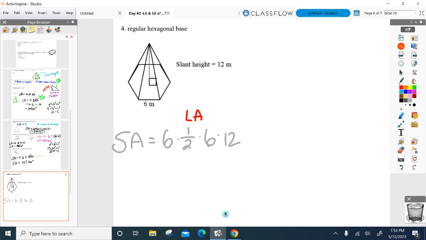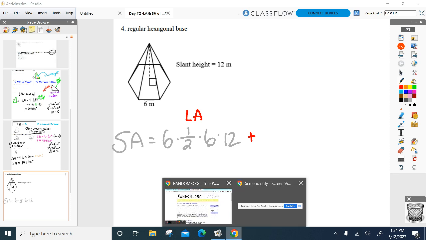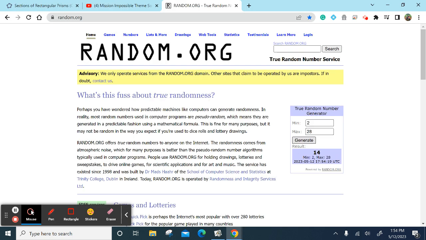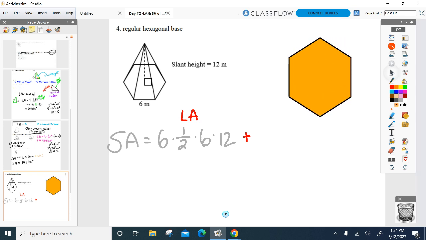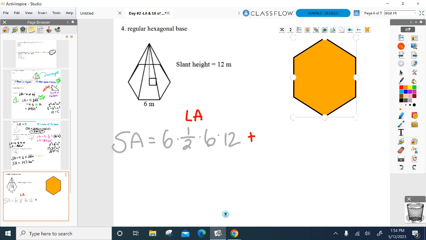Little LA for you. Ooh, we're going to have to work now to find B. All right, everyone ready for, again, B stands for area of the base. What shape is the base? Hexagon. Ooh. Did we ever find areas of hexagons? You're darn right we did. It was called Unit 11.